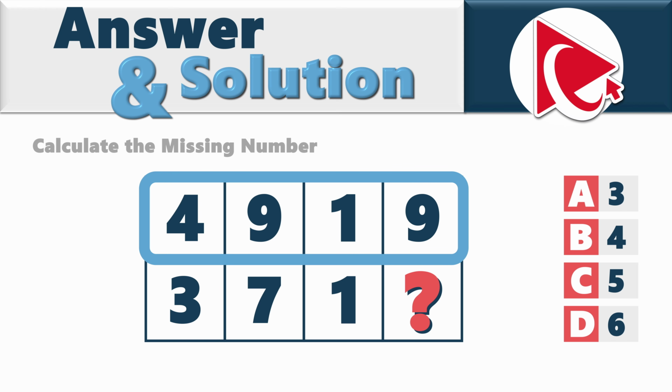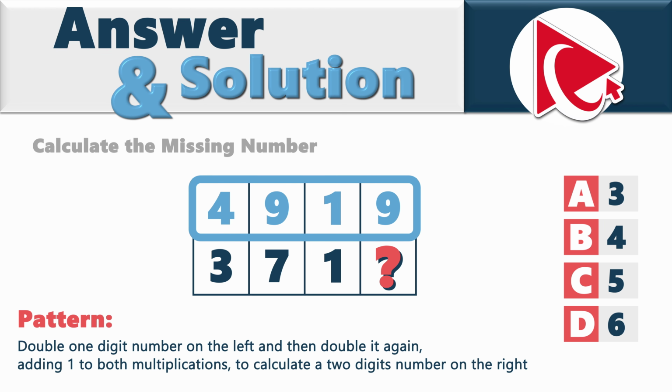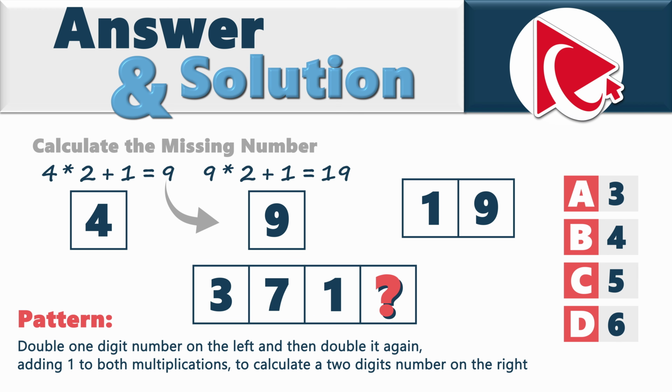Let's look at the first row. It has numbers 4, 9, 1, and 9. We need to double one digit number on the left and then double it again, adding 1 to both multiplications to calculate the 2-digit number on the right. Let's look at the example. 4 multiplied by 2 plus 1 equals 9. 9 multiplied by 2 plus 1 equals 19.